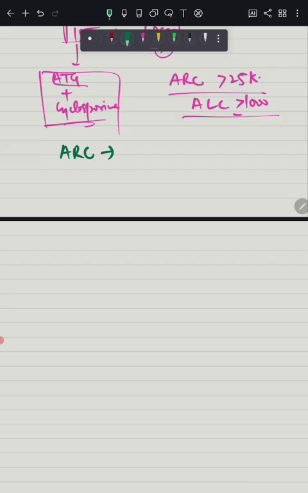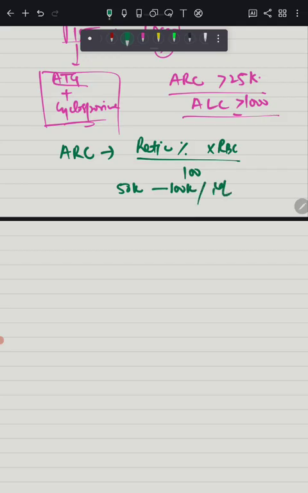The formula of ARC is reticulocyte percentage multiplied by RBC count divided by 100. Normal range is 50,000 to 100,000 cells per microliter. It reflects total marrow output regardless of degree of anemia. So anemia is not taken into account here.